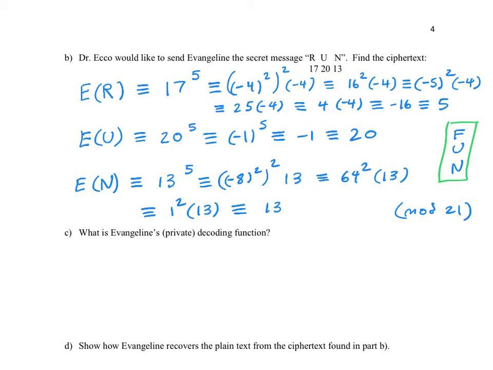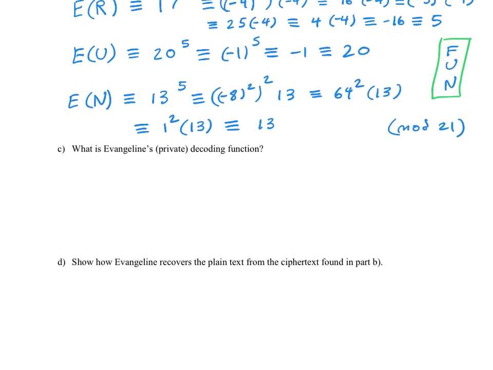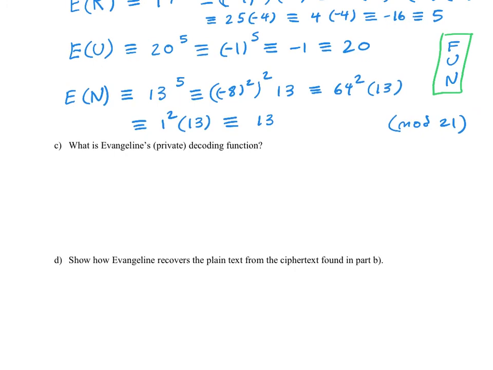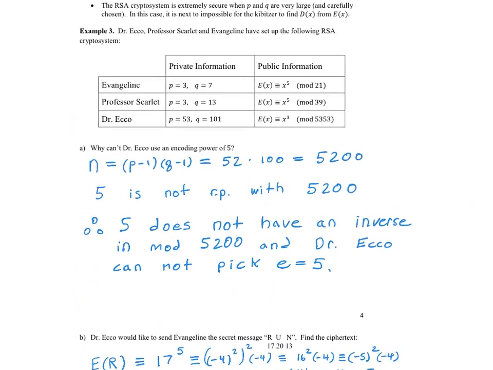So now that we've played the role of the sender, send away the word fun, let's try to switch over to playing the role of the receiver. So if Evangeline is going to receive this message of fun, how is she going to deal with it to get it back to the plain text that it's supposed to be? So Evangeline's private decoding function, what is that? Well, let's just scan back. Let's remember our table from above. Here's our table.